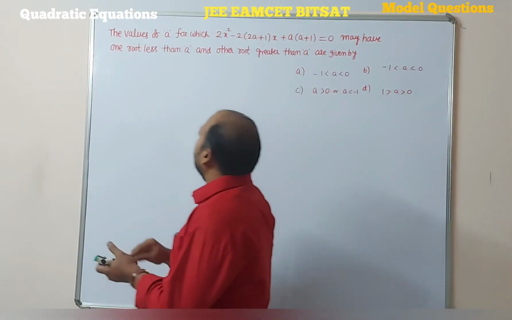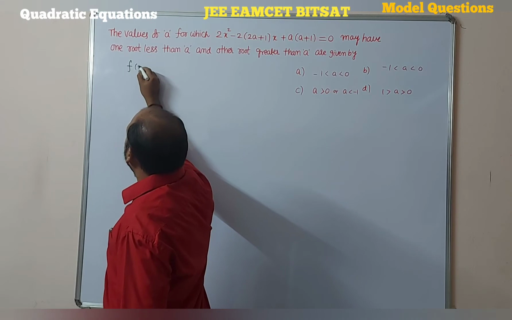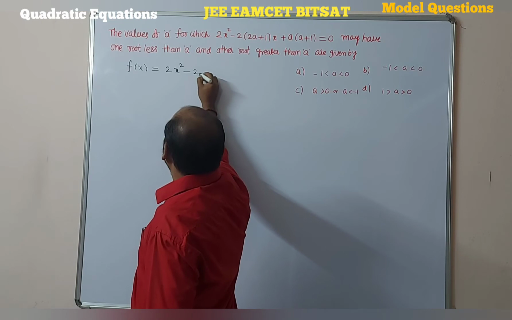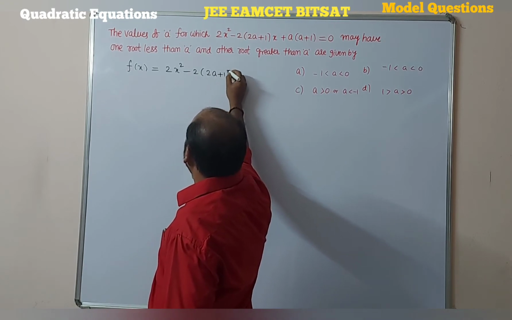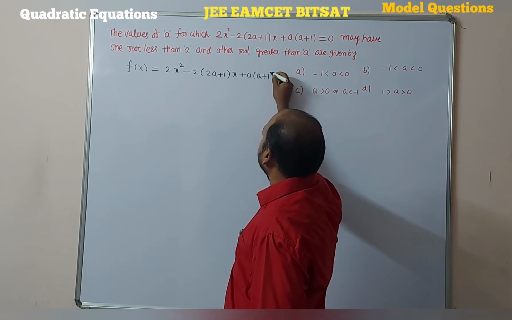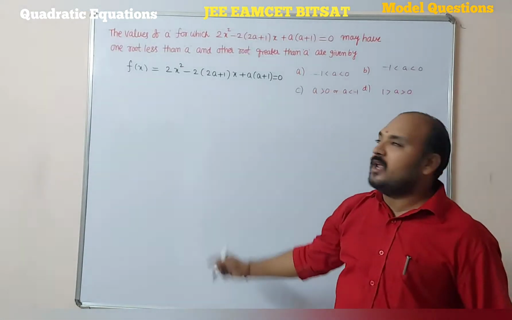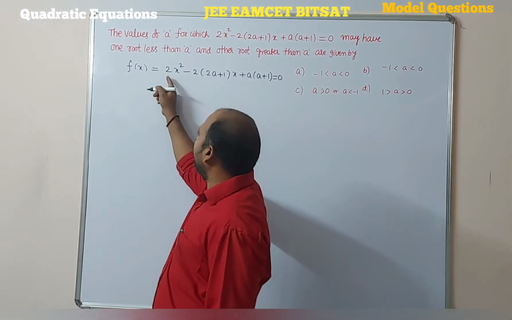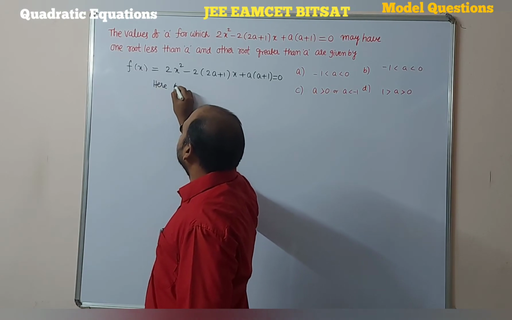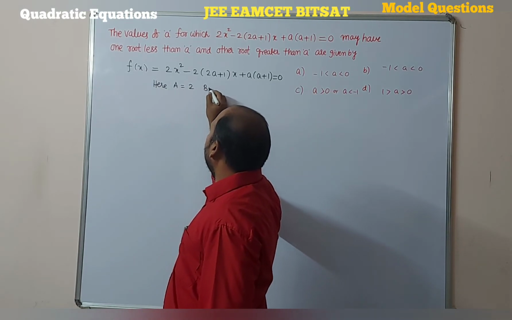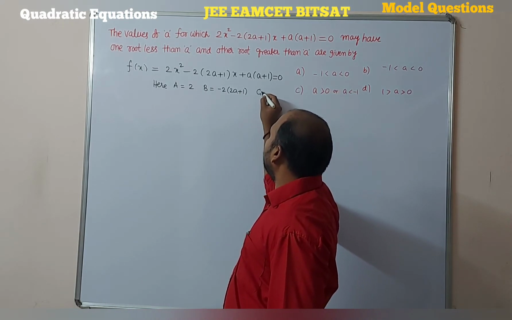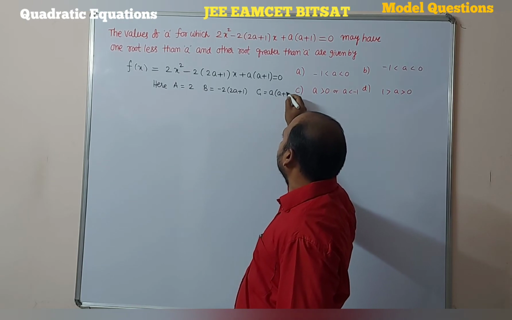So f of x you can write first. f of x is equal to 2x square minus 2 into (2a plus 1) into x plus a into (a plus 1) is equal to 0. It is an absolutely quadratic equation. Compared with capital A x square plus capital B x plus capital C, here capital A is equal to 2, capital B equal to minus 2 into (2a plus 1), and capital C equal to a into (a plus 1).